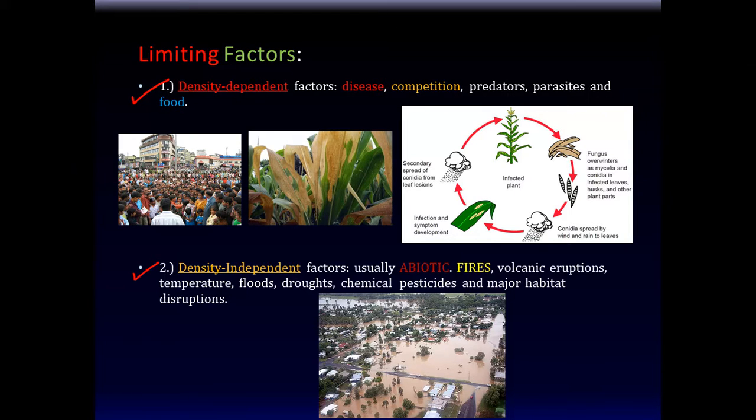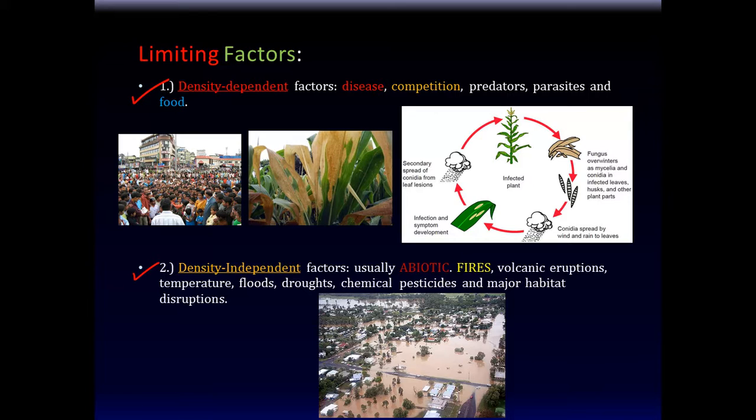On the other hand, density independent factors are those factors that cause equal damage, whether it's a very sparse population or a very dense population. So density independent factors don't care about whether the population is dense or not. They will cause equal effect to both. So limiting factors, again, can be divided into density dependent and density independent.